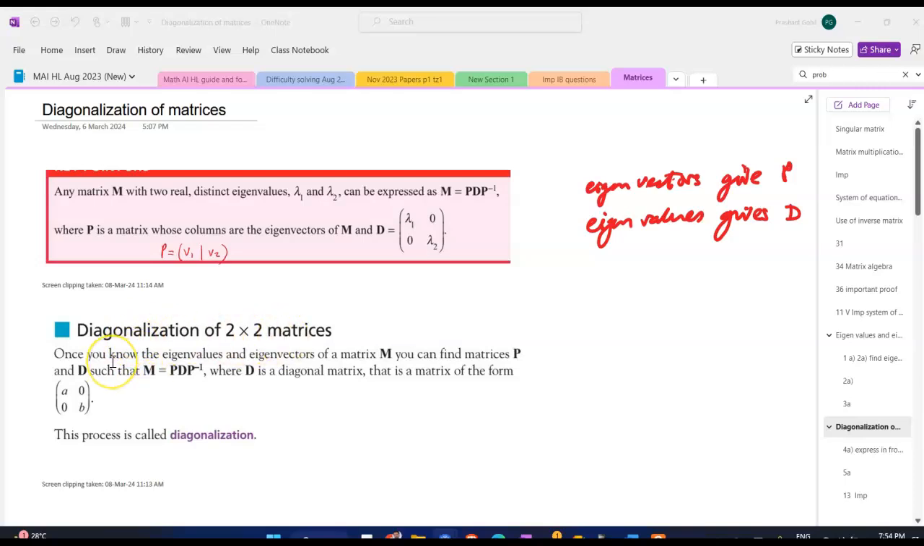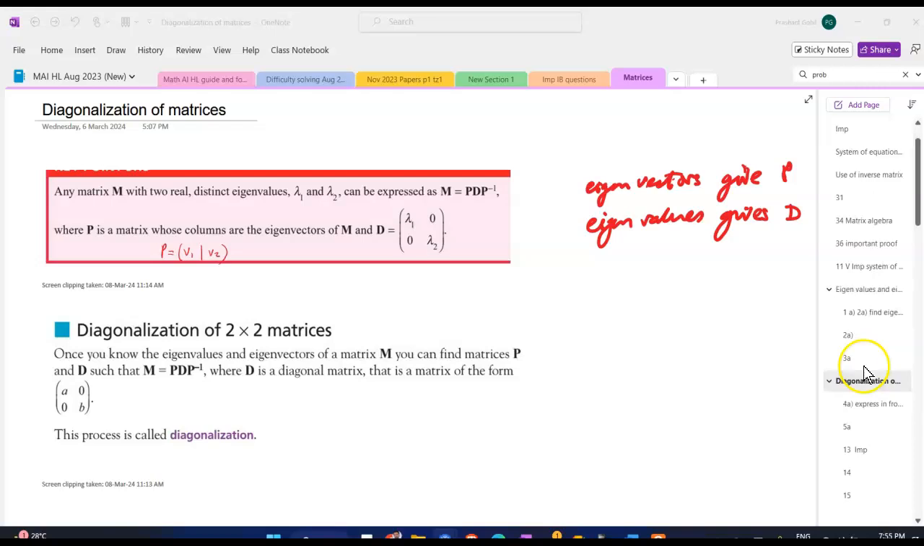For diagonalization, the eigenvalues you find by doing the determinant of the matrix minus lambda equals 0. Now listen, you have to do it on the calculator, but you have to remember this, and this is in your formula book. Once you know the eigenvalues and eigenvectors of matrix M, you can find matrices P and D such that M is equal to P D P inverse, where D is a diagonal matrix, that is a matrix of this form. And this process is known as diagonalization.